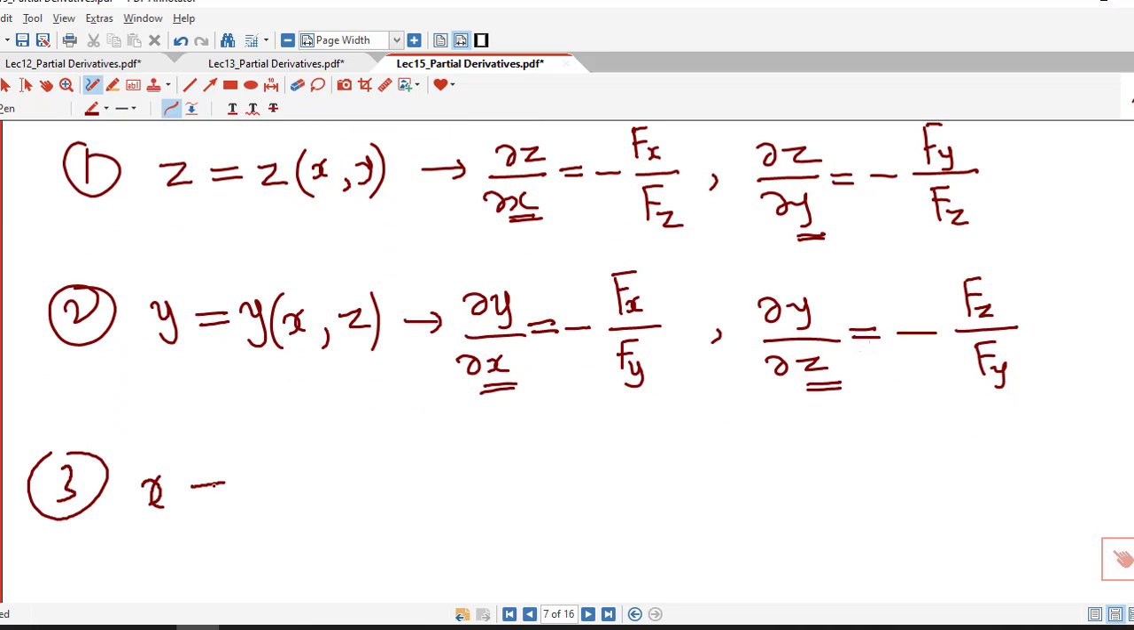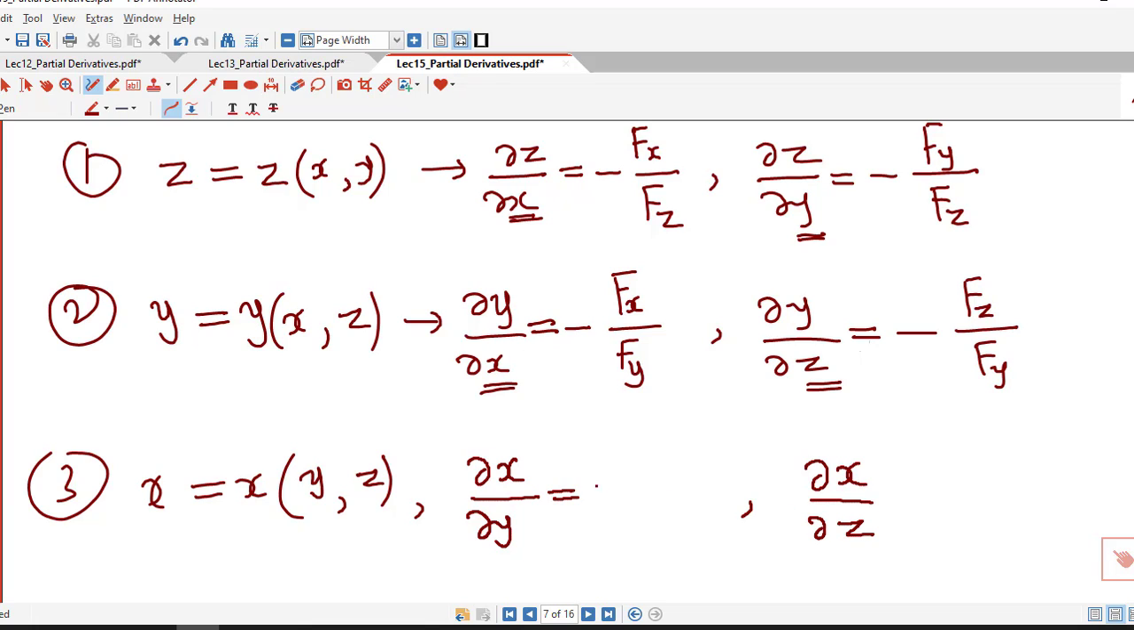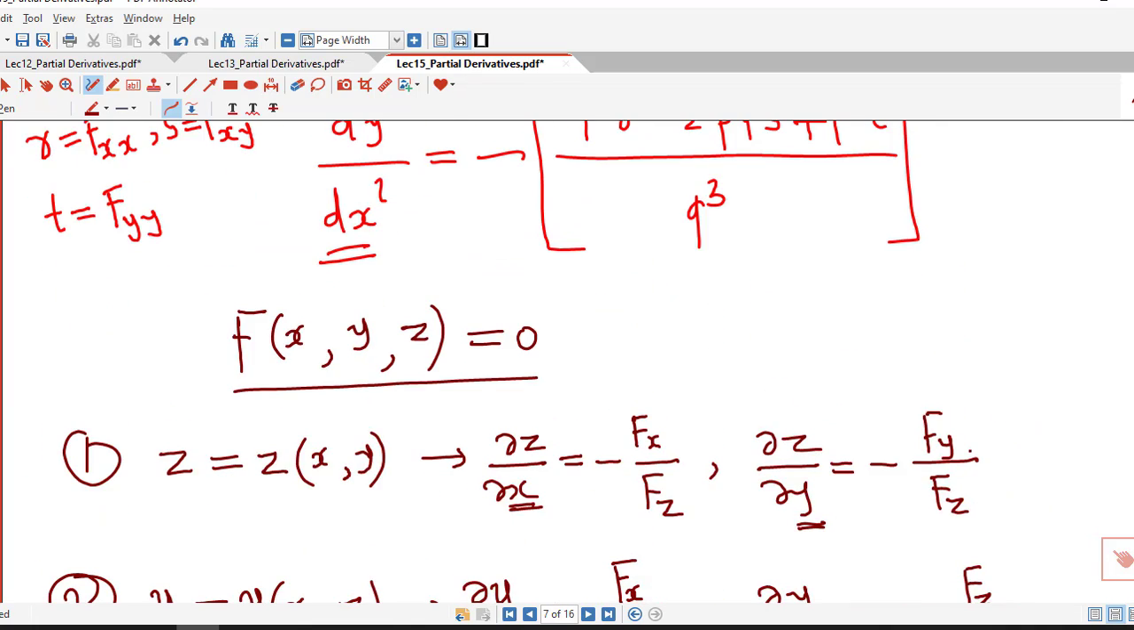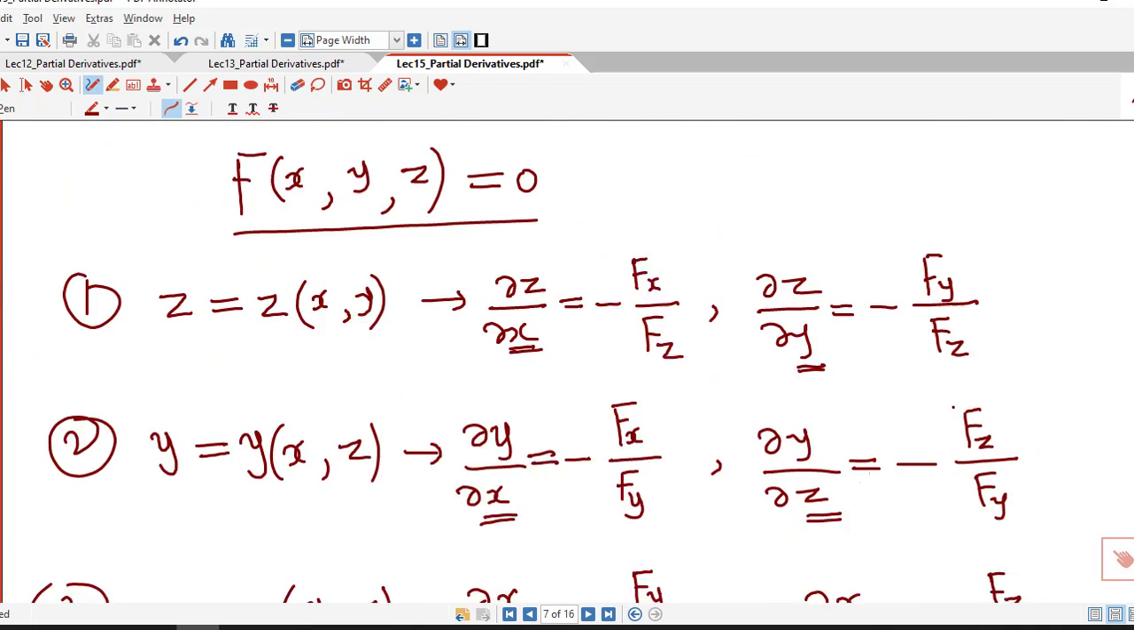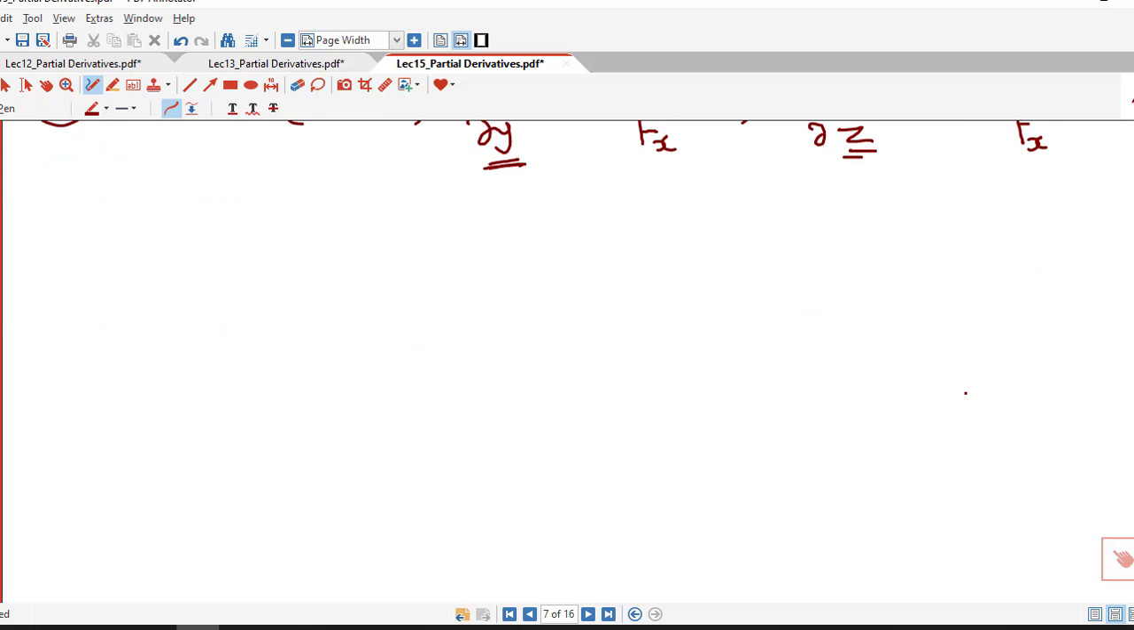And at last we have seen this also. Suppose x is a function of y and z, then derivatives of x with respect to y and z can be written in this way. We are interested in the derivatives of x, so we divide by del f by del x, and here we require derivative with respect to y, so here we have del f by del y, and here we have del f by del z because we have z here. So this is all about implicit differentiation in this topic of partial derivatives.